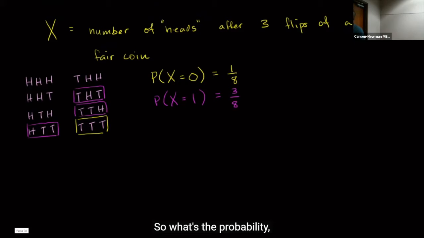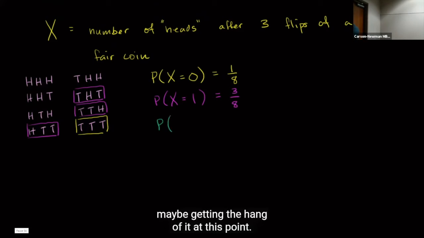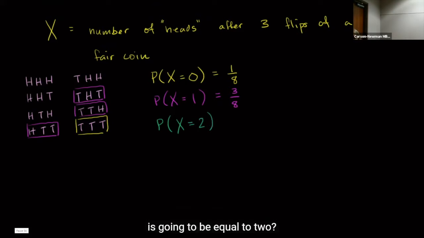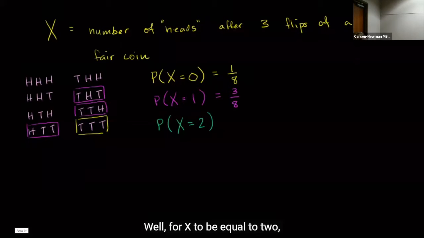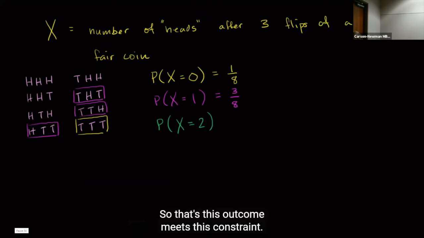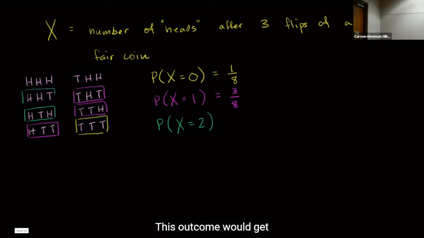Now, what's the probability that our random variable X is going to be equal to 2? Well, for X to be equaling 2, that means we got 2 heads when we flip the coin 3 times. So this outcome meets that constraint. This outcome would get our random variable to be equal to 2. And this outcome would make our random variable equal to 2. This is 3 out of the 8 equally likely outcomes. So this is a 3/8 probability.